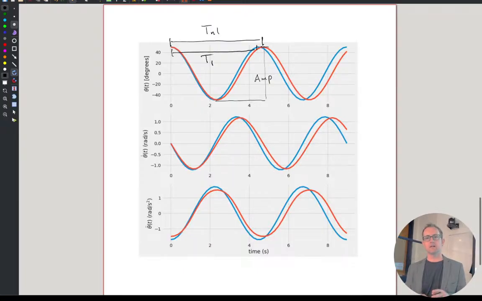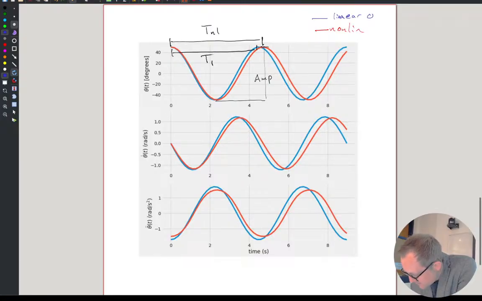Can you remind me what the red line and the blue line are? Yeah, that would help, right? So red is sine theta. Just writing sine of theta.